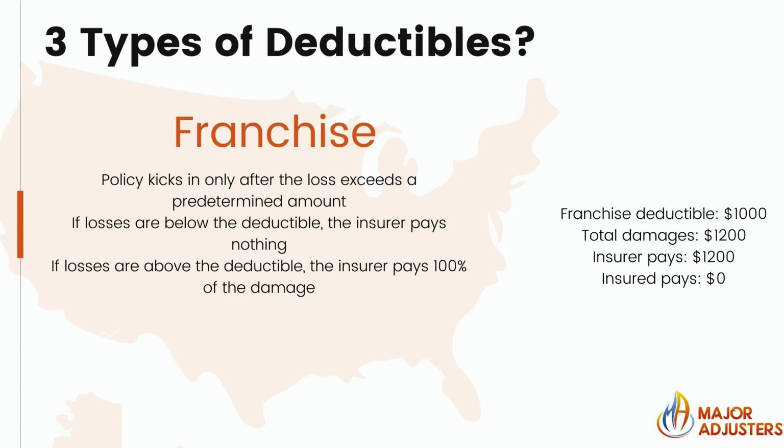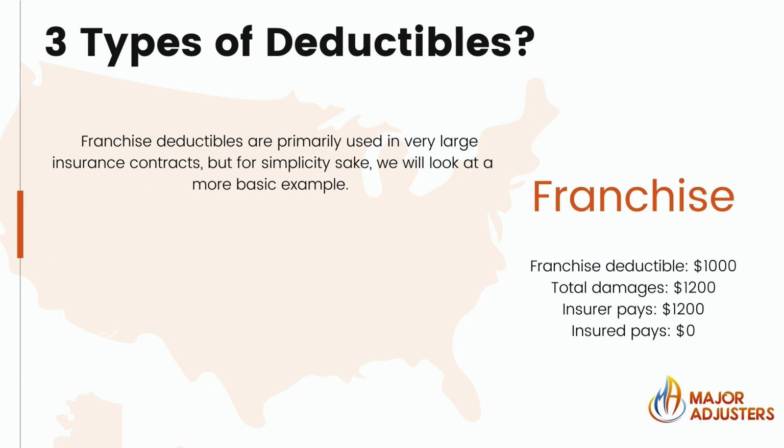Your franchise deductible states that the policyholder only pays for damages that are less than his deductible. If the cost of damages equals or exceeds his deductible, the insurer pays the full amount and the policyholder pays nothing. The policy kicks in only after the loss exceeds a predetermined amount. If losses are below the deductible, the insurer pays nothing. If losses are above the deductible, the insurer pays 100%. That's actually pretty cool if you can get it.